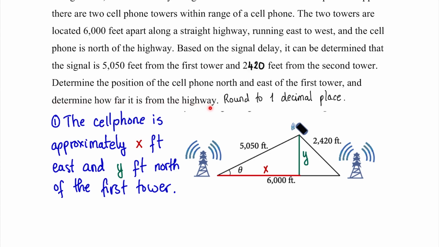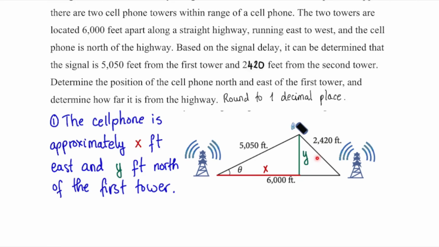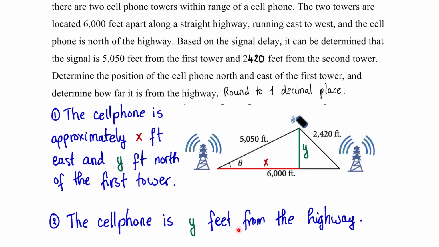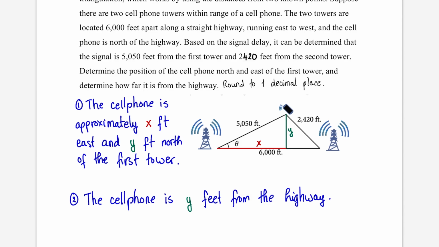For the second question, determine how far it is from the highway. So this is the highway. The cell phone is up here. So in order to find the distance from the highway to the cell phone, I need to find Y. And after you find Y, the cell phone is Y feet from the highway. To find X and Y, I need to use this right triangle with the hypotenuse of 5,050 feet. But in order to use any trig function from this right triangle, I need to have the angle theta.